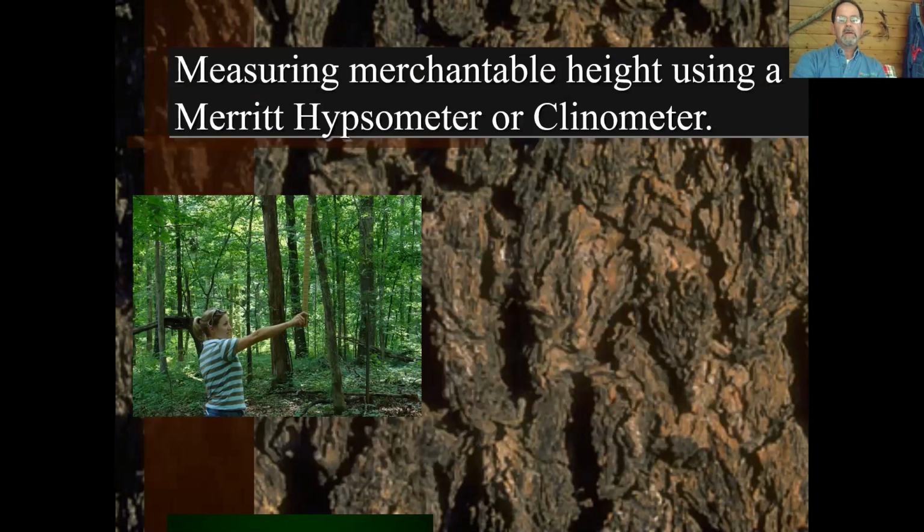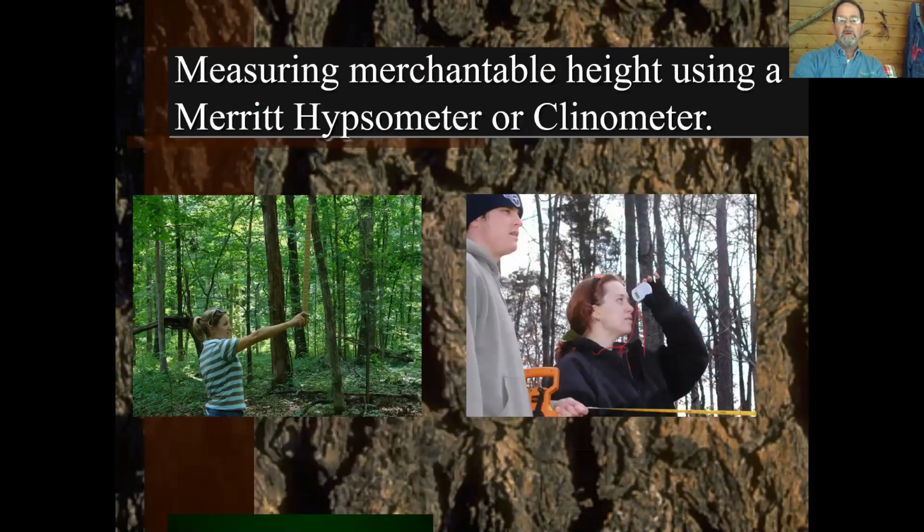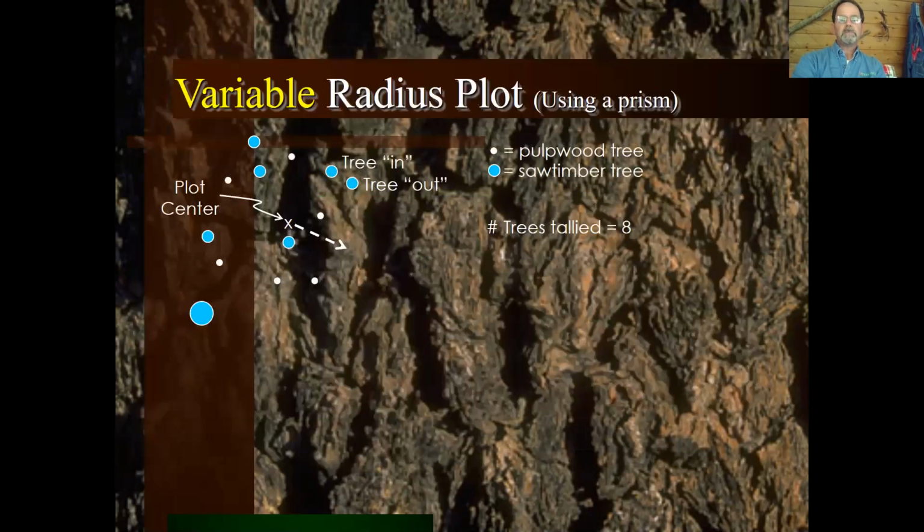Now, tree height can also be measured using the Merritt hypsometer or the Biltmore stick. When we stand it upright, you can measure how many 16-foot logs are in the tree. And that can also be done with a clinometer, where you stand back a fixed distance from the tree and get the height that way. Of course, this can be done electronically too with handheld devices and GPS units.